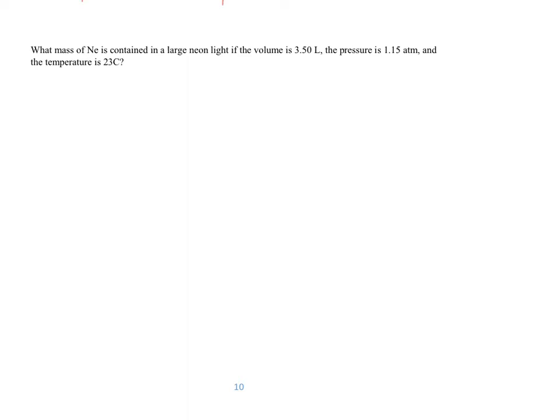So to solve this problem, let's just first start by writing down all of the parameters that we're given and seeing what we're missing, and then figure out the best way to solve it from there. So reading through it, it looks like we are given the volume, which is 3.50 liters, the pressure, which is 1.15 atmospheres, and the temperature, which is 23 degrees Celsius. Notice that we are not given the number of moles. That would be N. So let's write N equals question mark. That's what we're going to be solving for. Also notice that the temperature is given to us in degrees Celsius. So of course we need to first convert that into Kelvin.